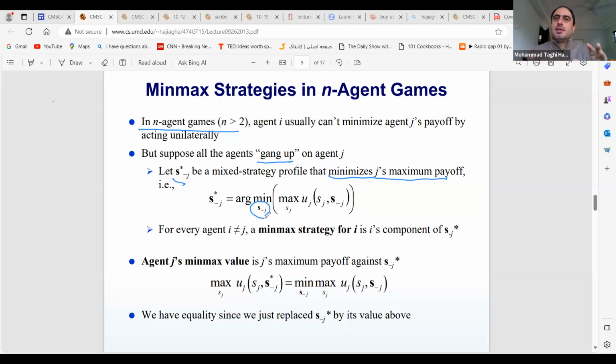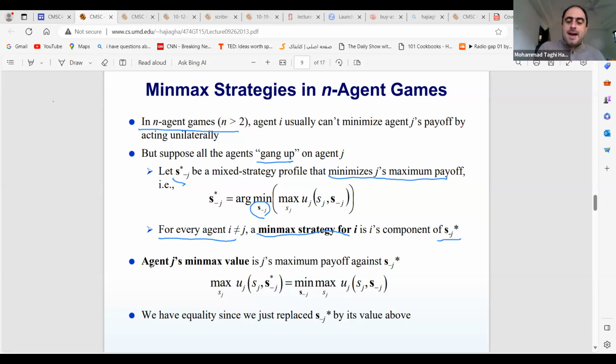You can think about this in the real world as sanctions, where a set of countries or parties put a sanction against one person. So they try to find a strategy that essentially hurts that agent the most. In this case, for every agent I not equal to J, a minimax strategy for I would be I's component of S star minus J.